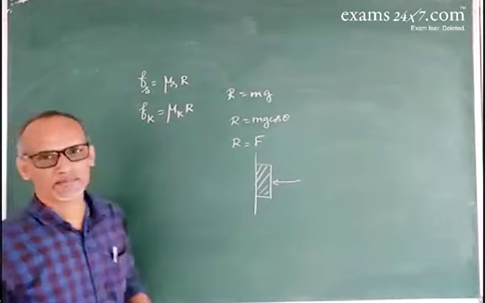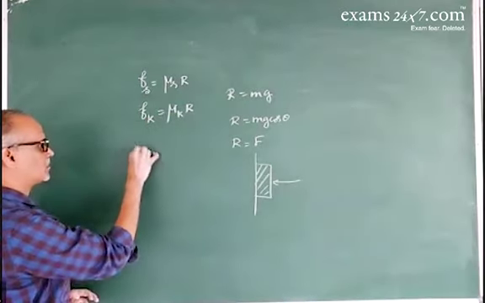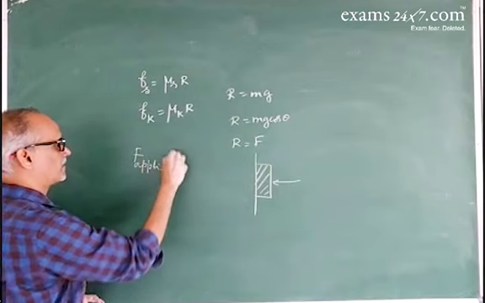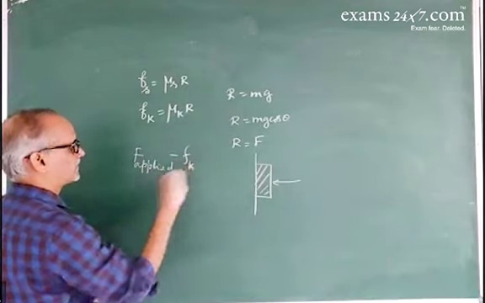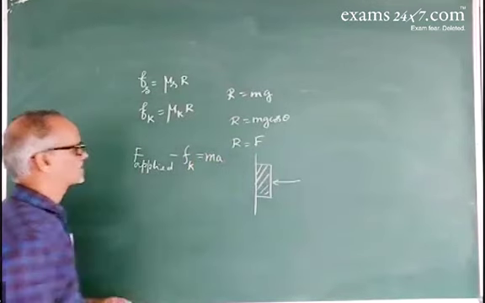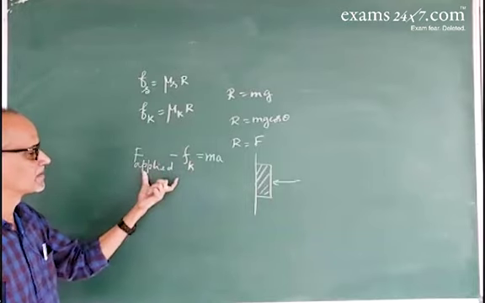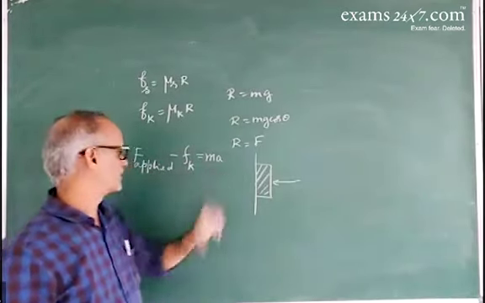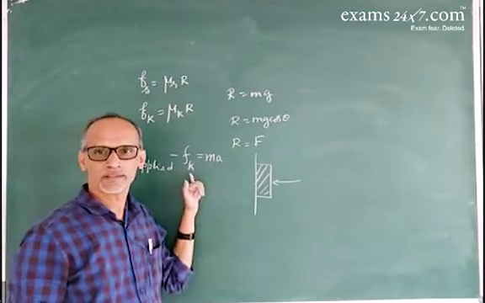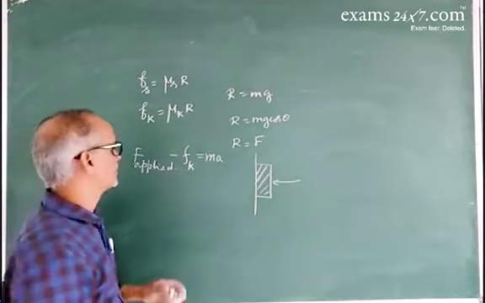Now, whenever an external force acts on a body, and if it starts moving, then applied force minus force of kinetic friction is equal to mass into acceleration. Force applied minus friction, this is the net force, is equal to mass into acceleration. If the force applied is 0, then the body moves under the action of the opposing force of kinetic friction only.